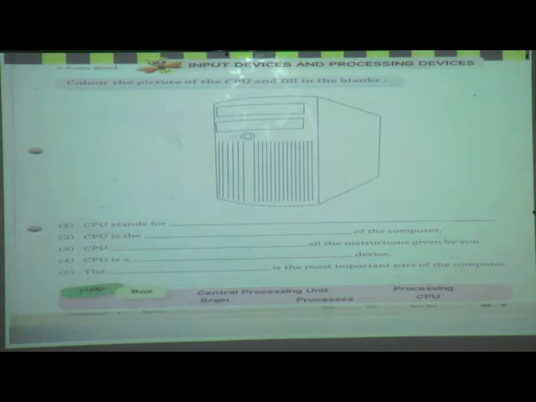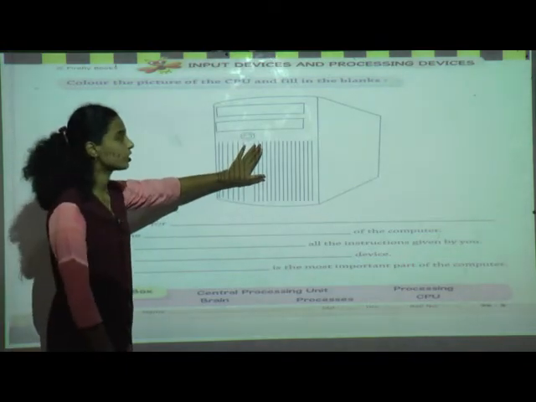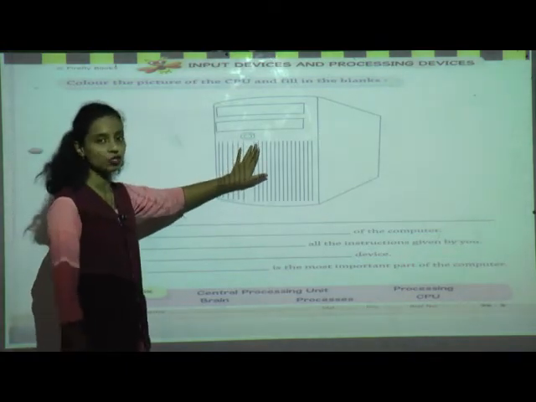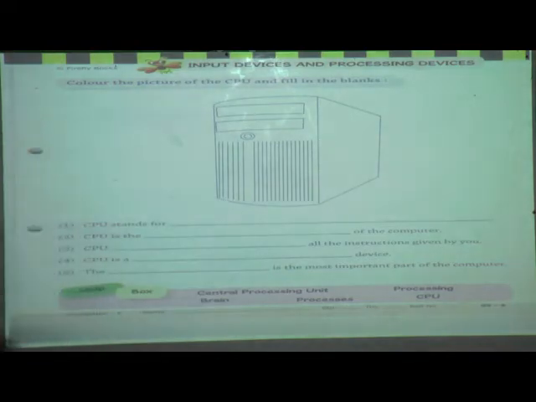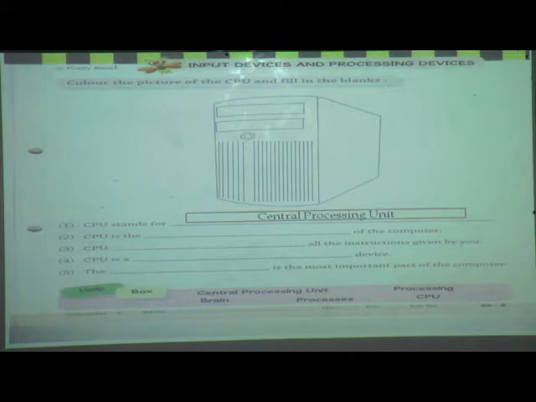Does everyone have a crayon with you? Good. Then which color do you like? Use this crayon and color the CPU. It is CPU, Central Processing Unit. Now the first fill in the blank: CPU stands for, now only I told. What? Good. Central Processing Unit. C-E-N-T-R-A-L, central, P-R-O-C-E-S-S-I-N-G, processing, U-N-I-T, unit.